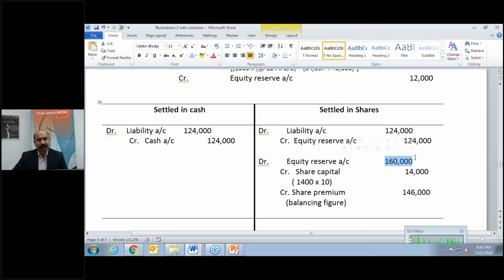We shall be debiting this balance to make it nil. And because we have issued 1,400 shares, as we can see from our question, this will be multiplied with the face value to give us the amount which should be credited to the share capital. The balancing figure will be your share premium. So this is the treatment if your hybrid transaction is settled in shares.